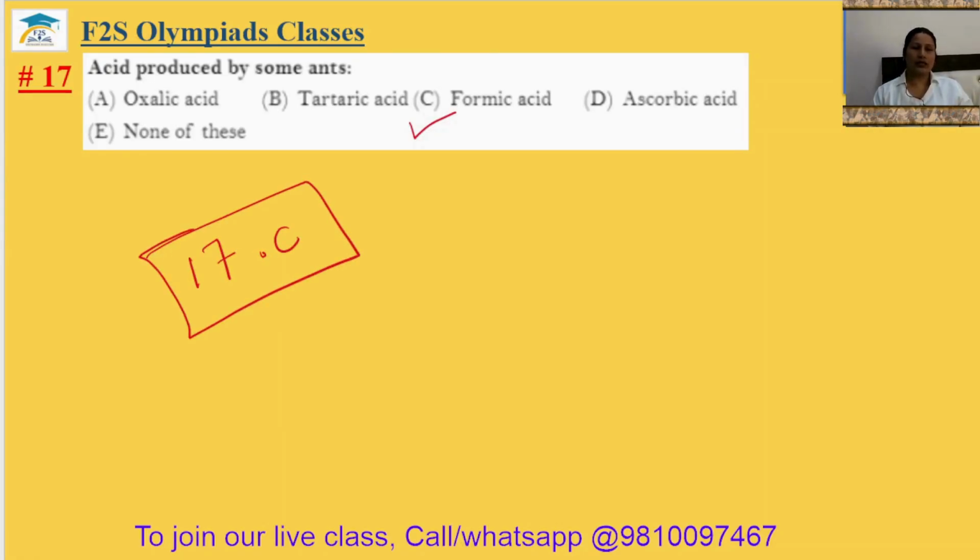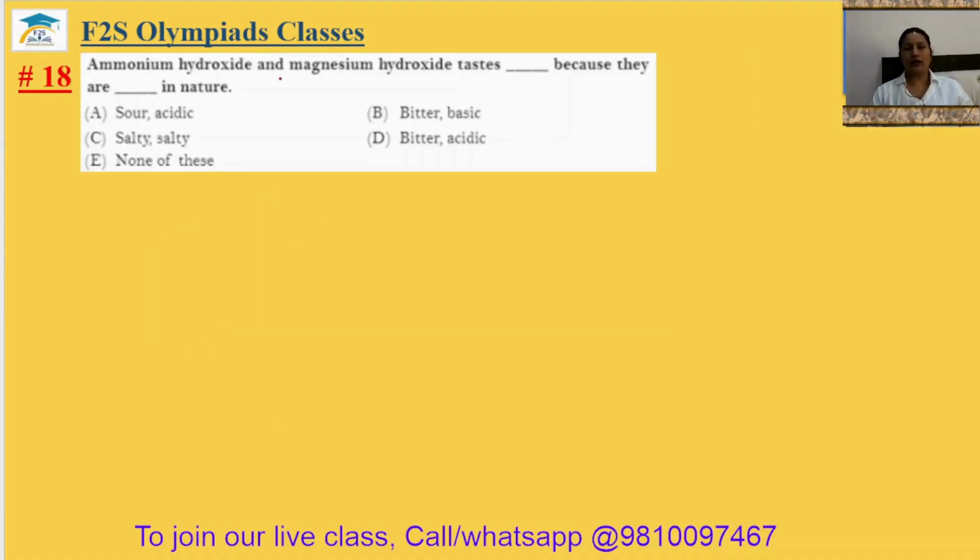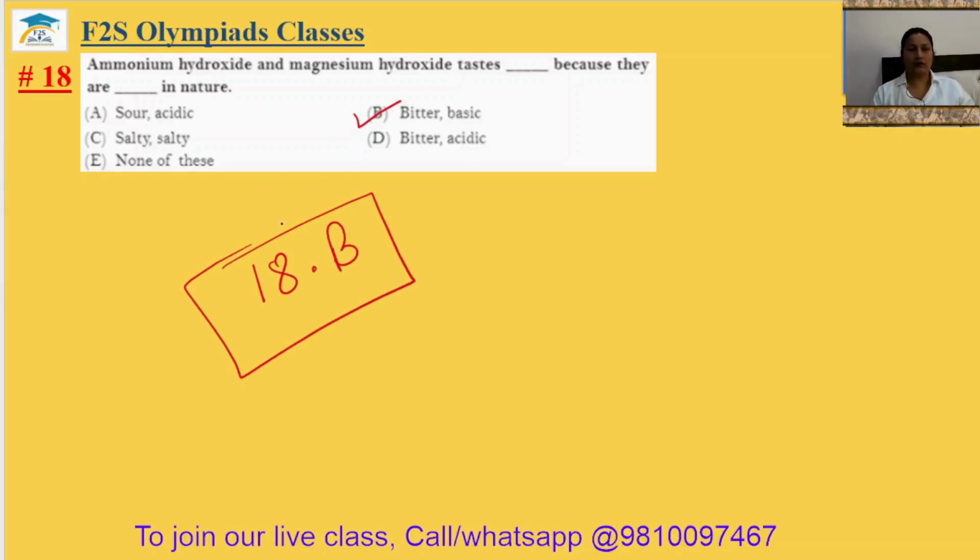Question number 18. Ammonium hydroxide and magnesium hydroxide taste dash because they are dash in nature. So the taste is sour or bitter. Ammonium hydroxide and magnesium hydroxide are basic in nature, so the taste will be bitter only. Option B will be the correct answer. The 18th answer is option B.